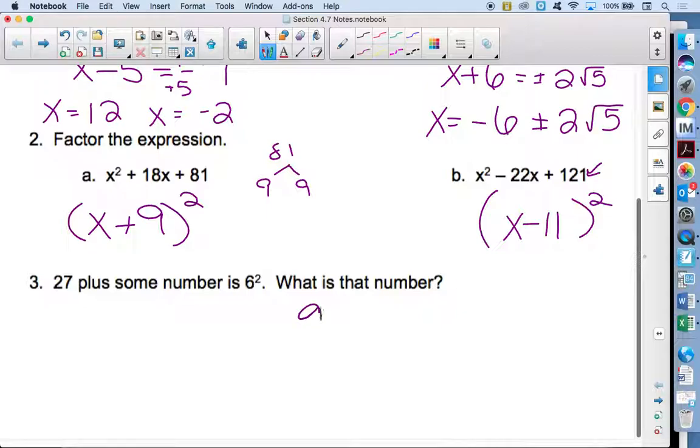Here, 9. If you wanted to think of it as an equation, it would be 27 plus some number, which is just x, is 6 squared. So 6 squared is 36. So 27 plus 9 would be 36. Questions?